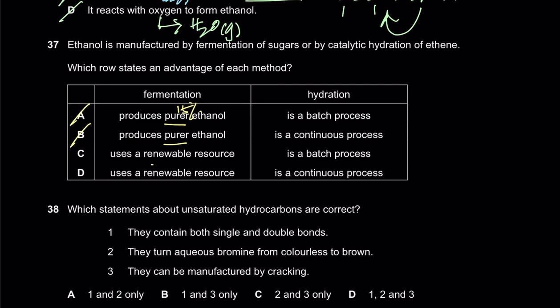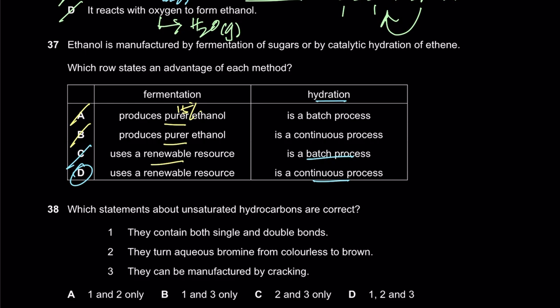So A and B are wrong. Yes, it uses renewable resource, which is glucose. And what is the advantage of hydration? Batch process or continuous process? Sir, continuous process. Some of you guys get confused. Sir, what is a batch process? A batch process is a slower process. Continuous means it's a quicker process. That's the advantage.